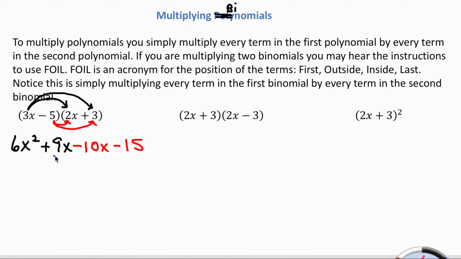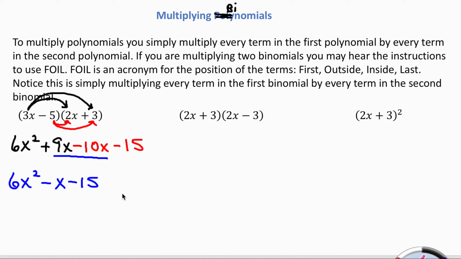I just see if there are any like terms that I can simplify. There's not another x squared, so 6x squared. 9x minus 10x is minus 1x, and then there's not another constant term. That's it. It really is just as easy as that.